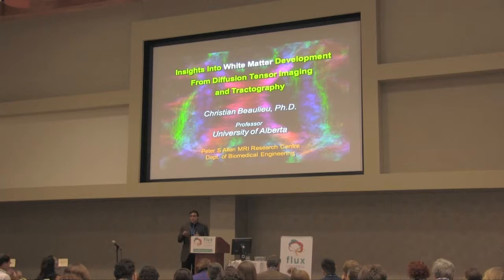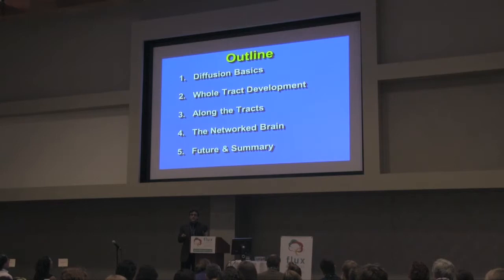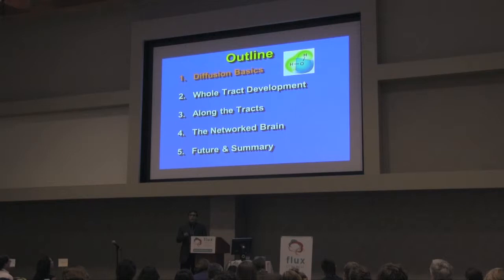All right, so I'm going to talk a bit about diffusion basics, because as I said, not everyone here may be familiar with it. I'm going to talk a bit about some older work on whole tract development, and then talk about some newer work that's kind of hot off the presses by my postdoc about looking along the tracks instead of assuming that the entire tract is behaving the same, looking at the networked brain, and then just wrapping up.